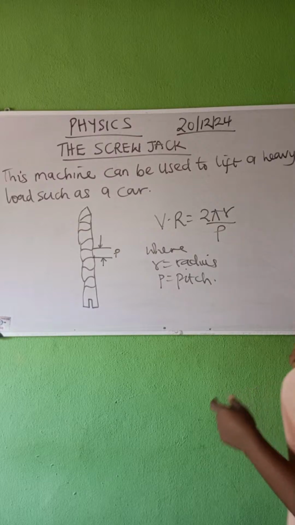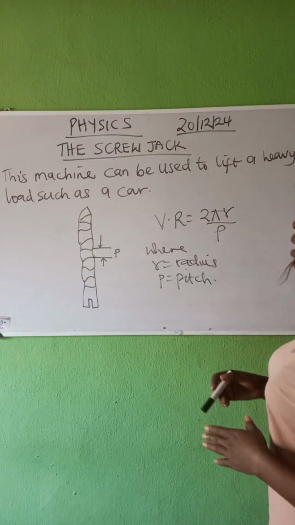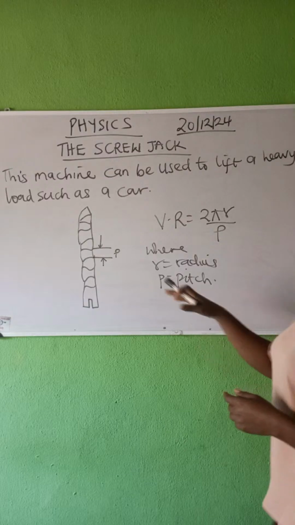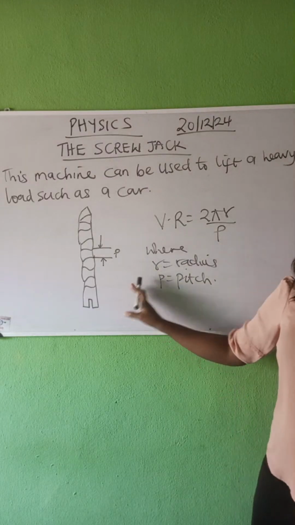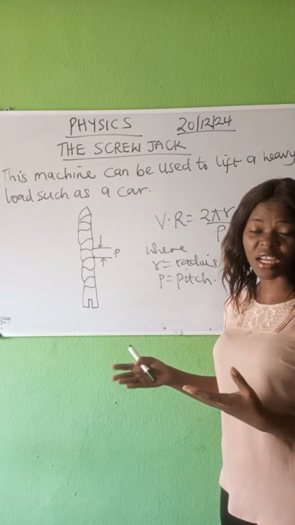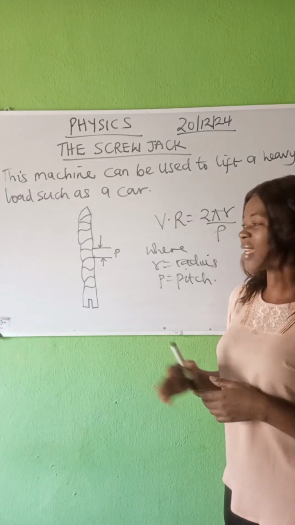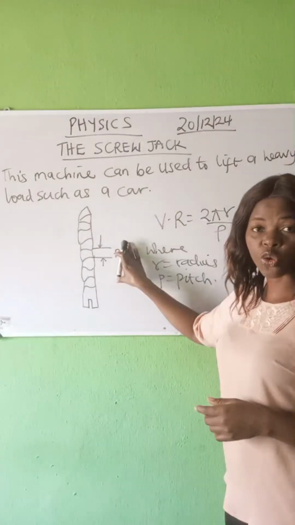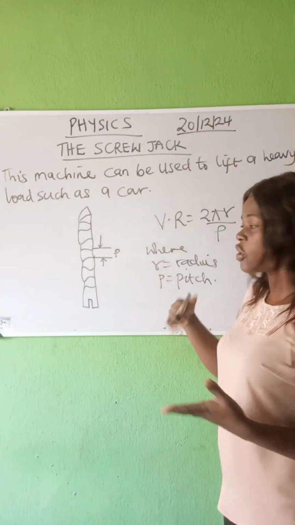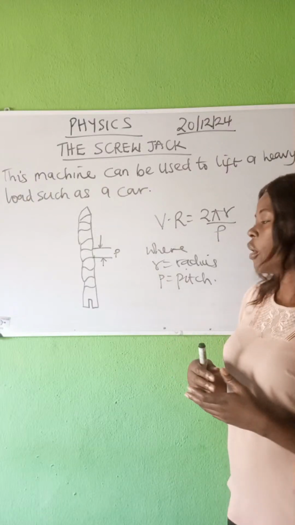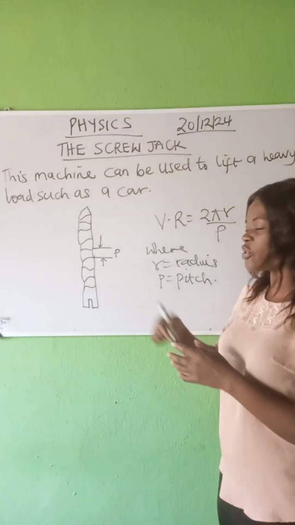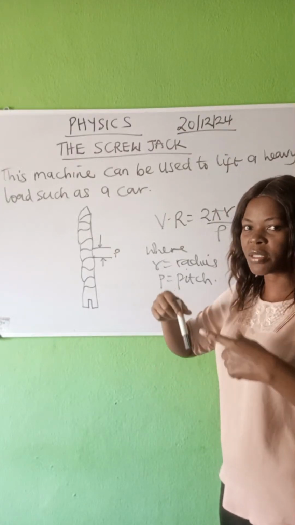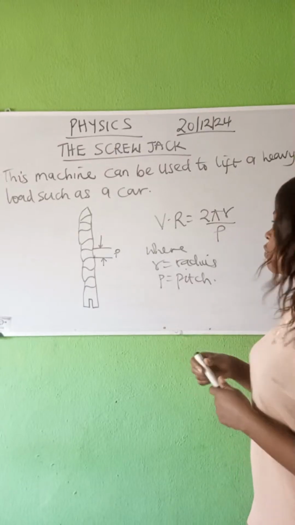All right, so let's explain this type of machine. This is a screw jack. This machine can be used to lift a heavy load such as a car. For example, if you have a flat tire, we are going to use this machine, which is a screw jack, to lift this car up so that you can easily change your tire without stress. So this is the screw jack that we normally use to raise a car. There are some that are modernized, where the wheel like this is going to raise the body of the object up without much stress.